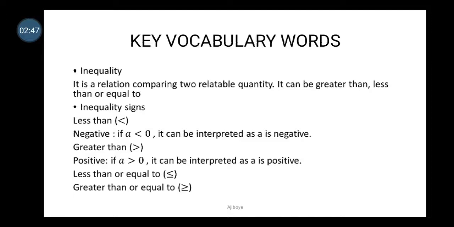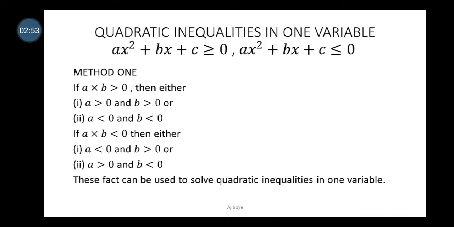So watch out for those technical meanings as we go through the lesson. Quadratic inequalities in one variable. It's very similar to a quadratic equation, except that in this case we are using an inequality sign in place of strict equality in the quadratic equation. So for example, ax squared plus bx plus c is greater than or equal to 0. We can as well have a quadratic inequality in one variable as ax squared plus bx plus c less than 0.